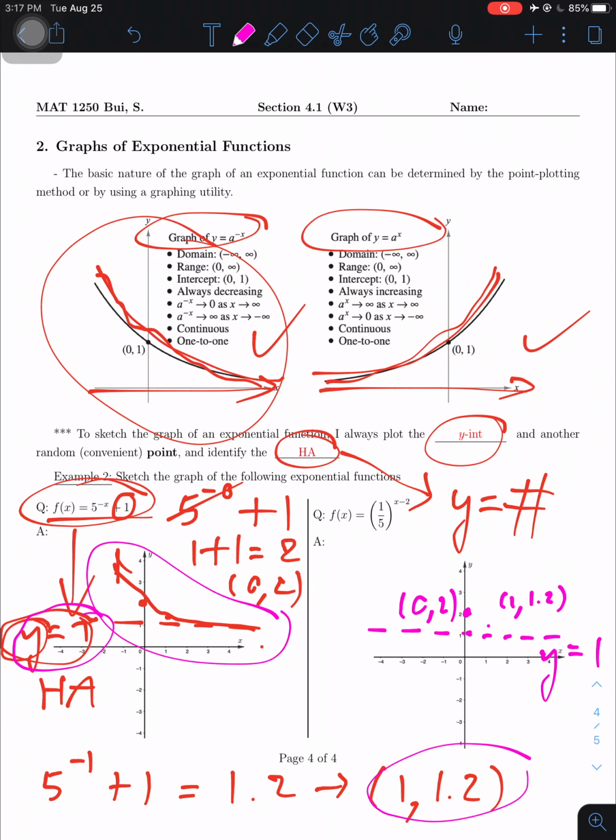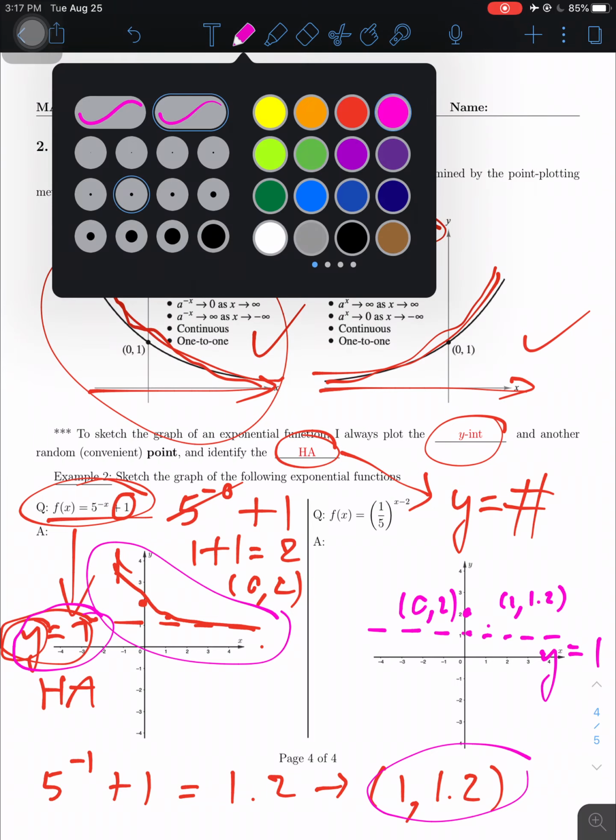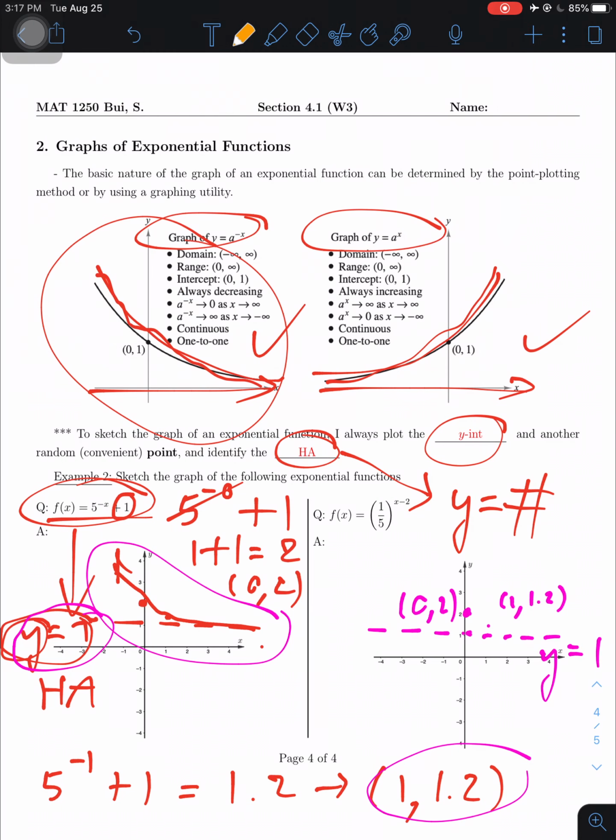And lastly, you connect the 2 points, and make sure your line never touches the dash line. Okay, that's a bad one, very bad one. Just imagine it touches the 2 points. It's really hard to draw on an iPad.